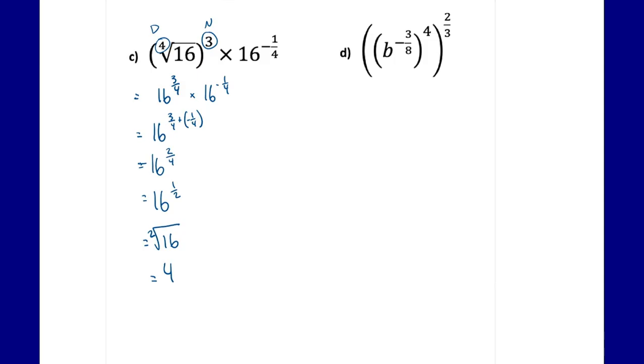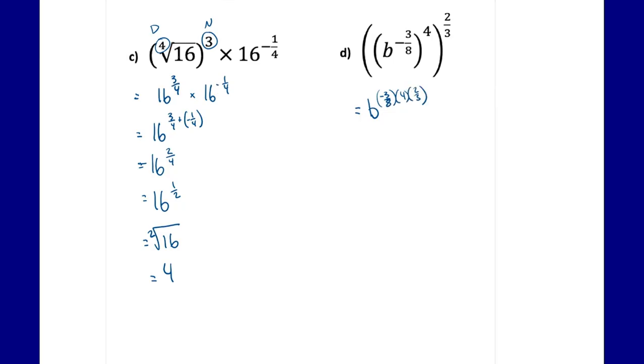For our next one, b to the power of negative 3 over 8, all to the power of 4, to the power of 2 over 3. So our power rules state that we're going to be multiplying, right? Power to a power to another power, we're going to be multiplying. So this is going to be the same thing as b to the power of negative 3 over 8 times 4 times 2 over 3.